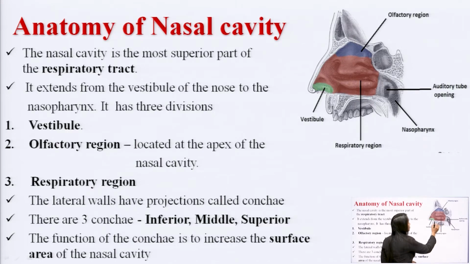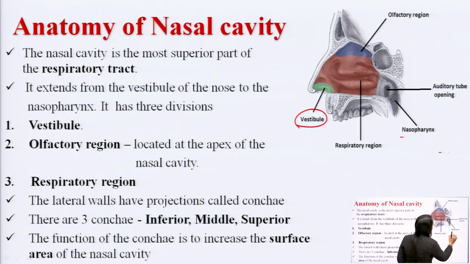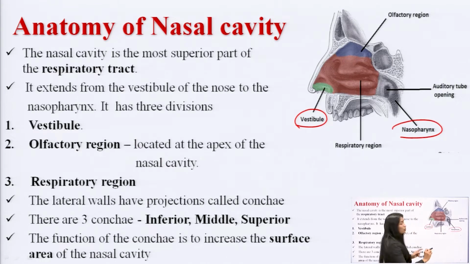So, this is the nose, which extends from the vestibule to the nasopharynx. If I am talking about the anatomy of the nasal cavity, it extends from the vestibule of the nose to the nasopharynx. So, what are the three main divisions of the nasal cavity?